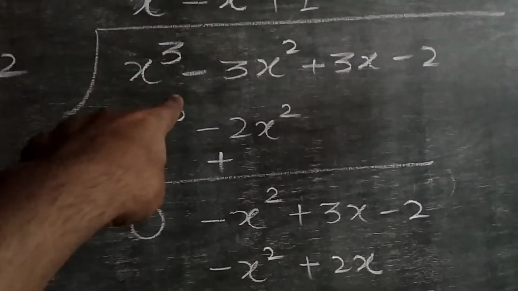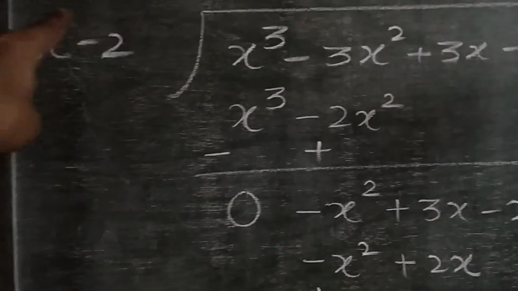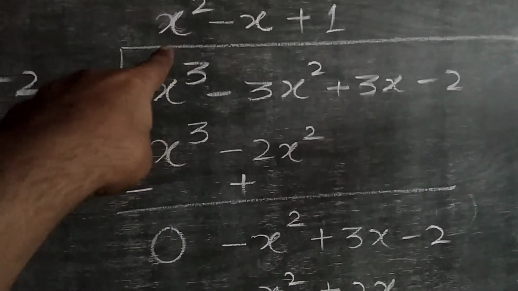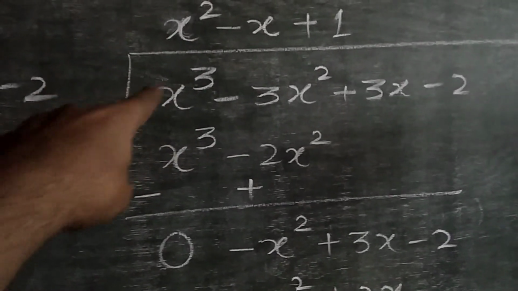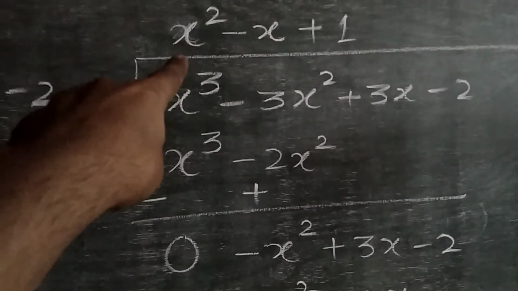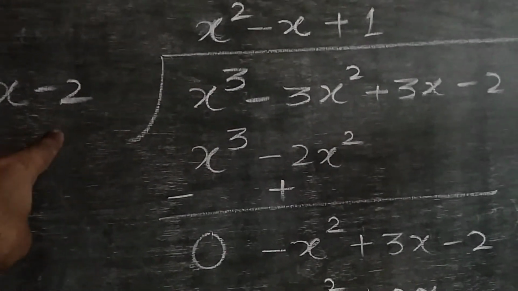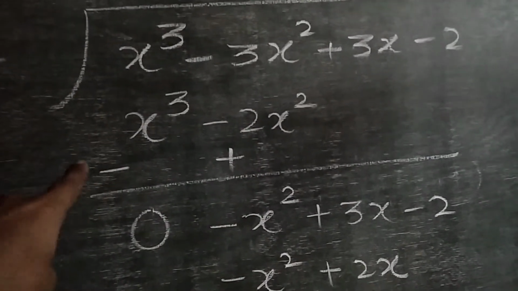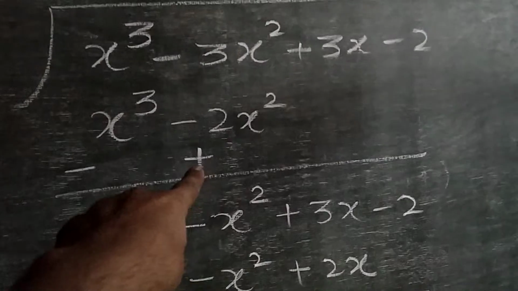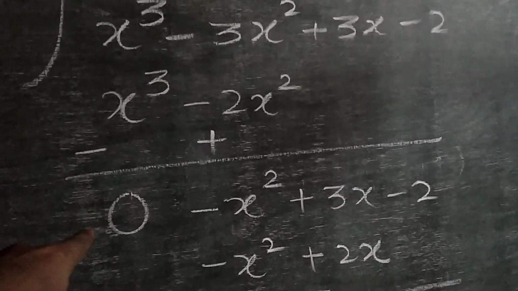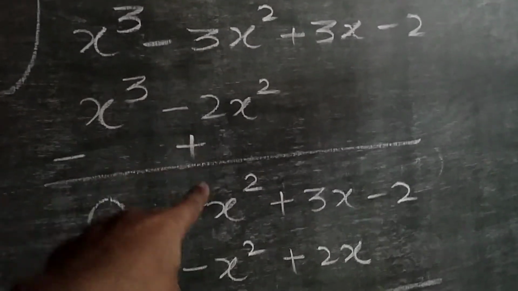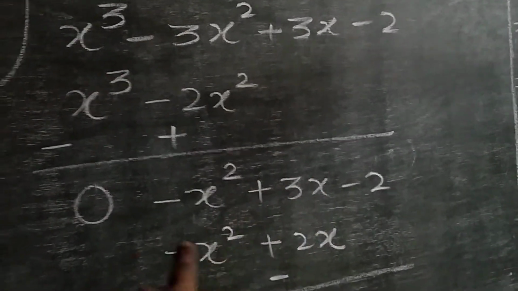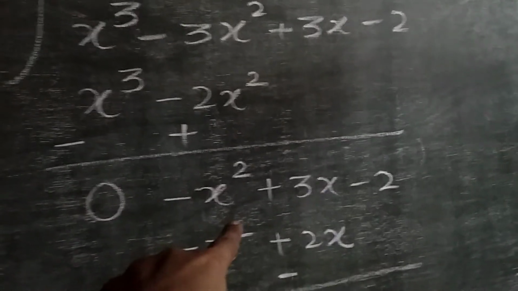So the first term of the dividend is x cube, and the first term of the divisor is x. On dividing, we get the first term of the quotient, that is x square. x cube upon x is x square. So we will multiply this x square with all the terms of the divisor. We will get x cube minus 2x square. On subtracting, the signs will change, so minus becomes plus. x cube minus x cube gives 0. Minus 3x square plus 2x square gives minus x square, and the remaining term 3x minus 2 will be as it is. Now this remainder will be treated as the new dividend.